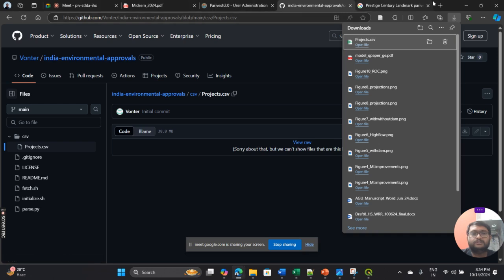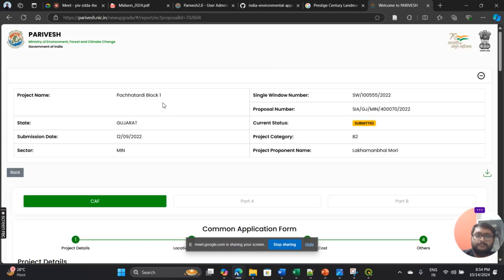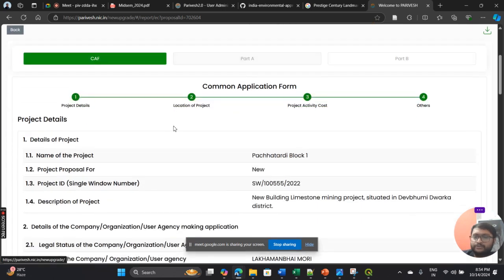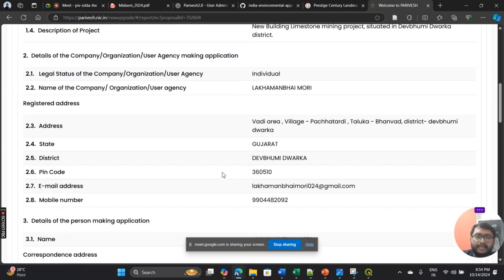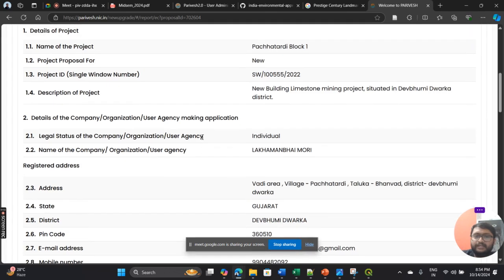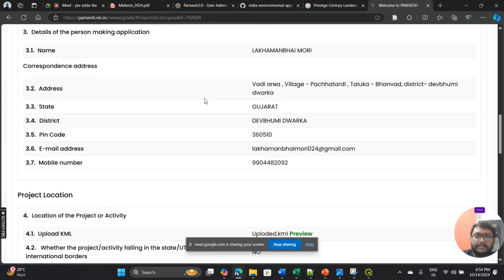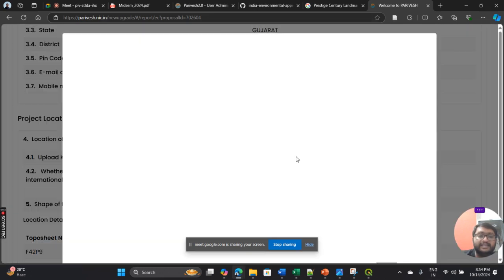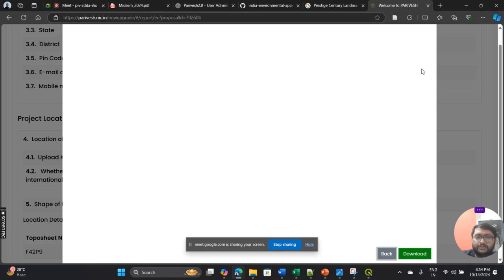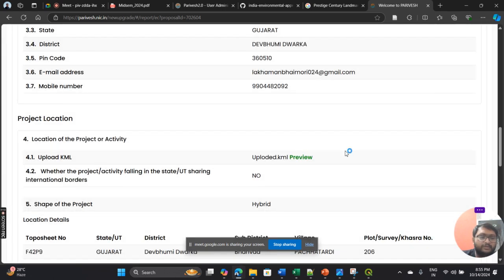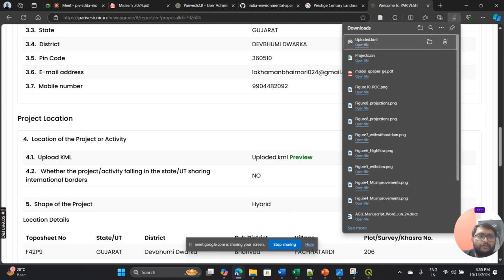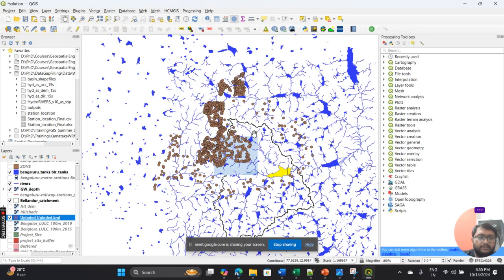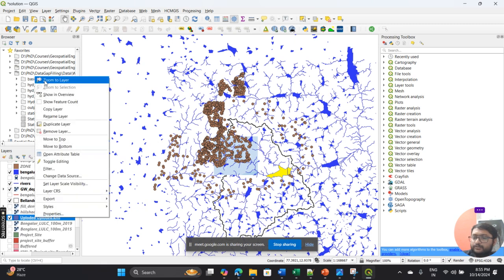So if you just copy paste this proposal URL on the internet, you can see that particular project, and if you go down, it has entire details, like which topographic sheet coincides with this particular project, and then the KML file if they have uploaded it. Every project has to upload its GIS-ready file. So you can see they have this kind of KML file which you can also download, and then you can view this file in GIS.